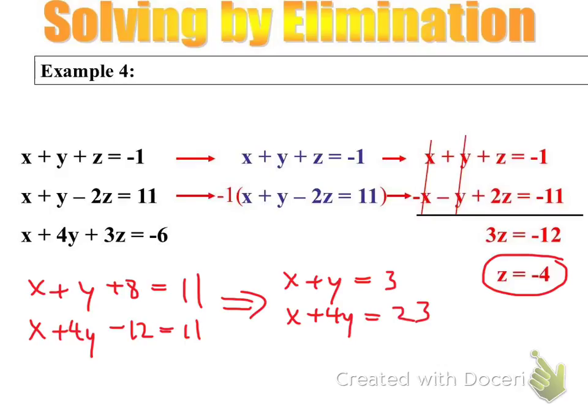23. Did I mess up? Yeah, 6. Thank you, Charlie. I knew the 23 wasn't feeling right. Add 12 to both sides and you get 6.